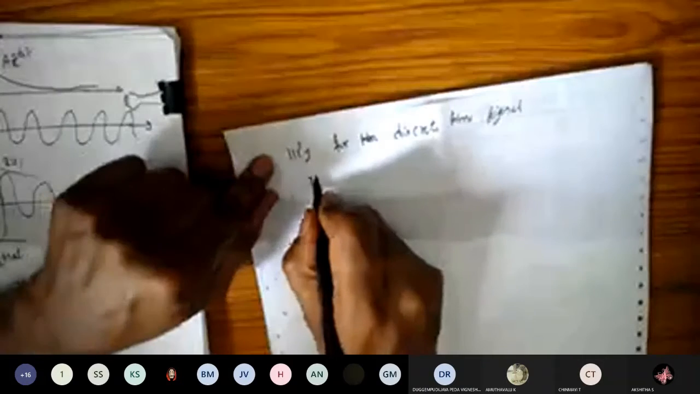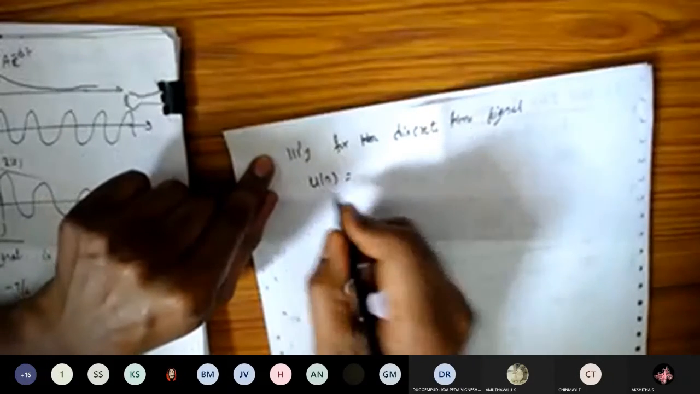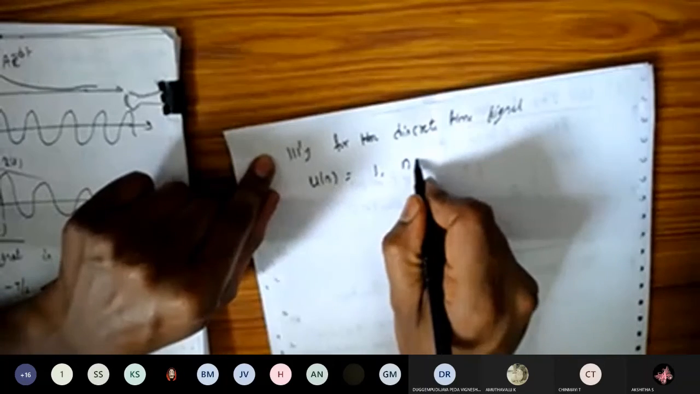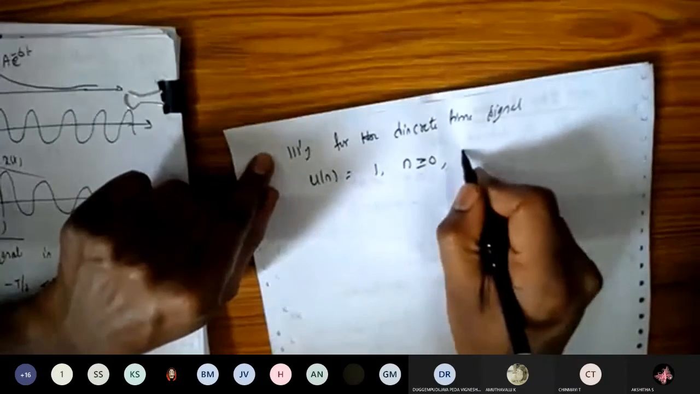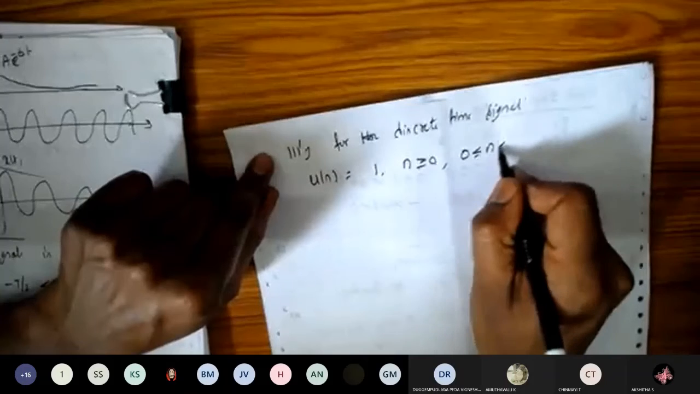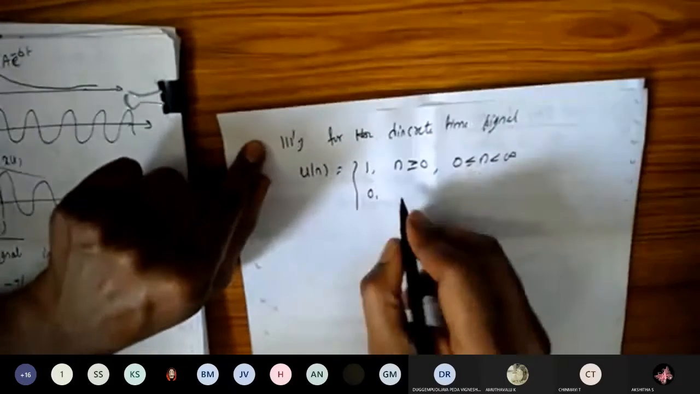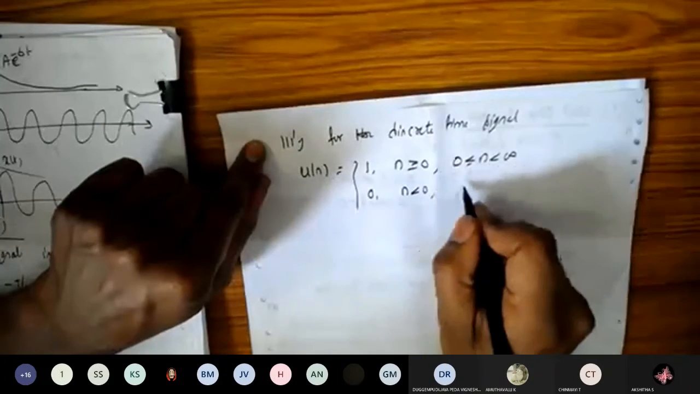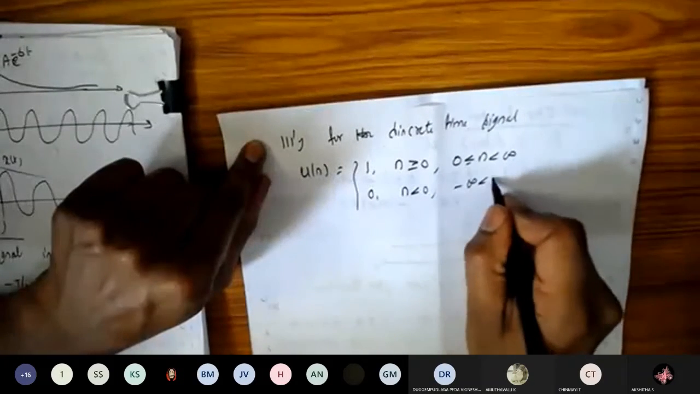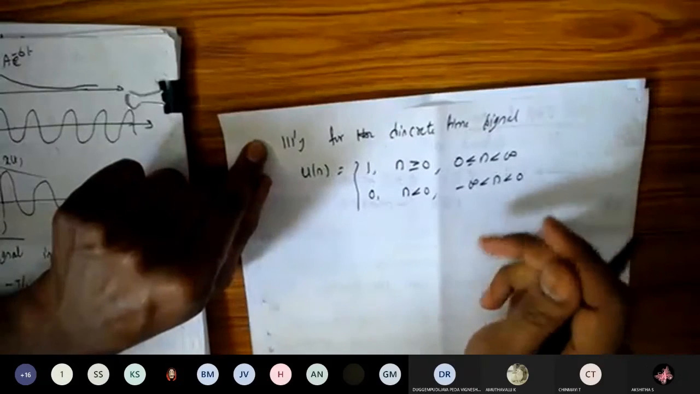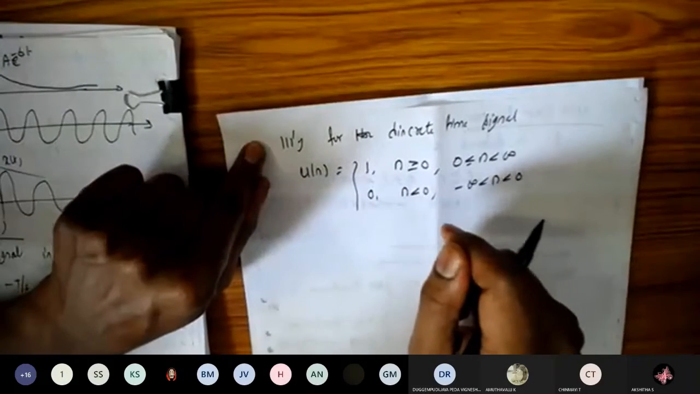So it is defined as u of n. So n is nothing but it's a discrete time signal. u of n is 1 for n is greater than or equal to 0, or 0 is less than or equal to n is less than infinity. Okay, and it is equal to 0 for n is less than 0, or minus infinity is less than n is less than 0.